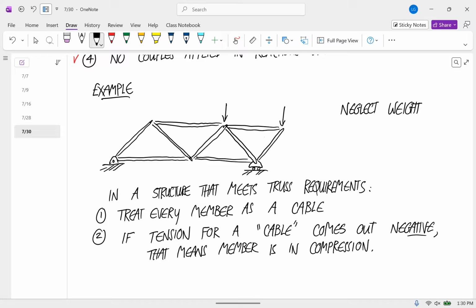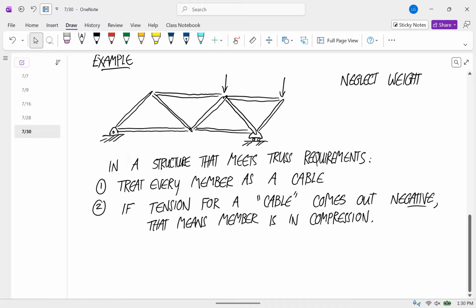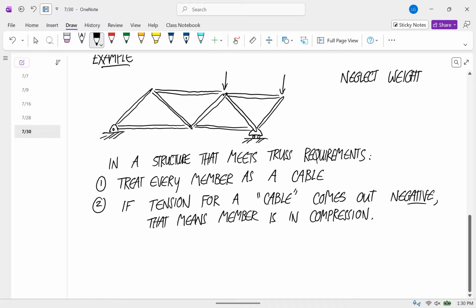But when you're talking about, sometimes these are referred to as slender rods, when you're dealing with a solid body, it can sustain tension, but it also can sustain compression. It won't allow itself to just be accordion squished. Okay. And so if you get a negative answer for a tension, that just means that the body is in compression instead of tension.